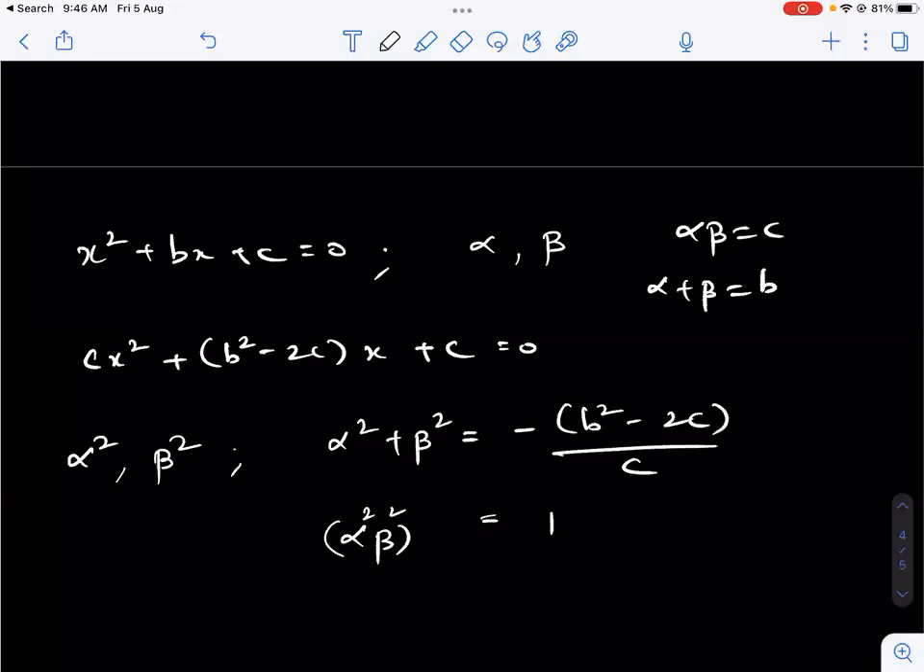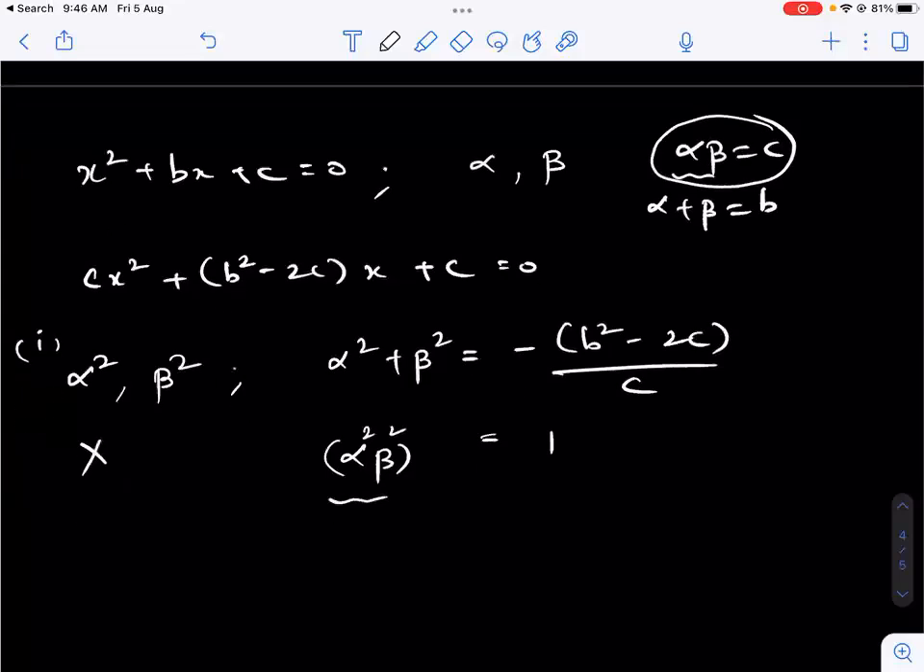So observe, if you square alpha beta, the whole alpha into beta, you should get alpha square beta square is equal to, you should get c square. You're supposed to get c square, but the first option alpha square beta square is giving me 1. It is not giving me c square. So alpha square beta square cannot be the answer.